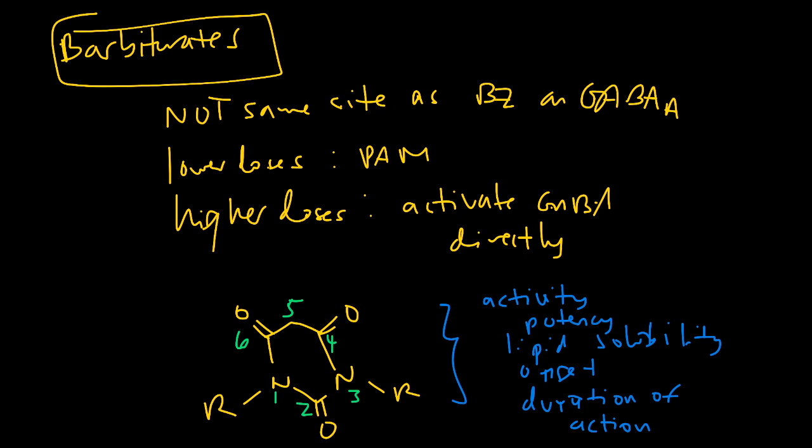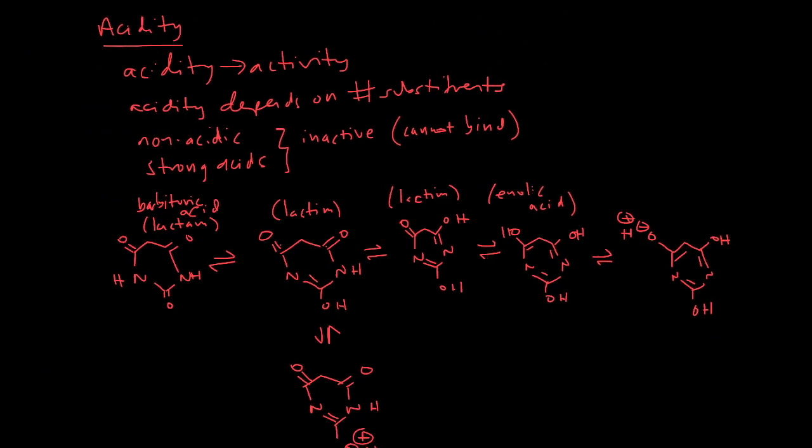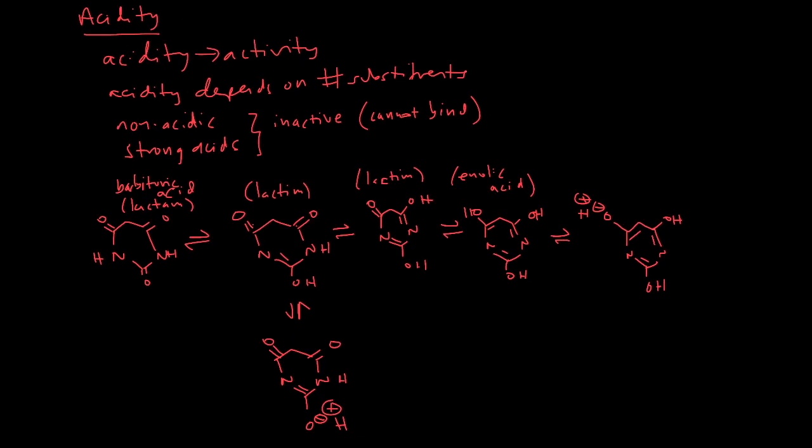Here's the general structure of your barbiturates. Changing any part of the structure influences activity, potency, lipid solubility, onset, and duration of action, which you will see later. Their activity depends on their acidity, because they're acids, they have activity on the GABA-A receptor. Their acidity depends on the number of substituents, which you will see later. So the most important concept: the acidity of the barbiturates influences their activity, and their SAR influences their acidity. So non-acidic compounds are inactive, and strongly acidic barbiturates are not active, because both cannot bind to the GABA-A receptor.